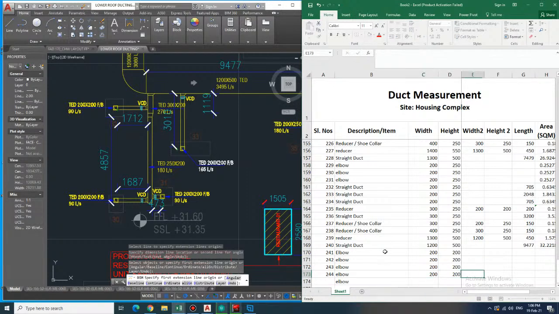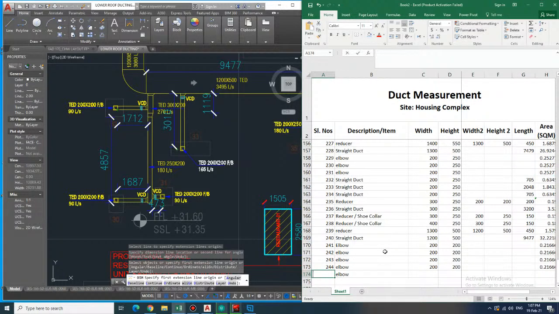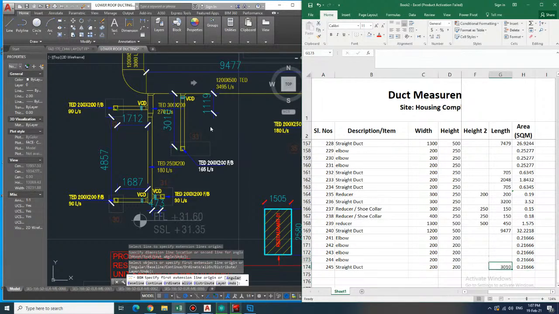200 by 200. Putting the elbow equation. So that's okay. 245. We're going to the all straight duct here. 200 by 200. Length 3010. The equation will change. We can change it now. Okay, we'll change the equation.